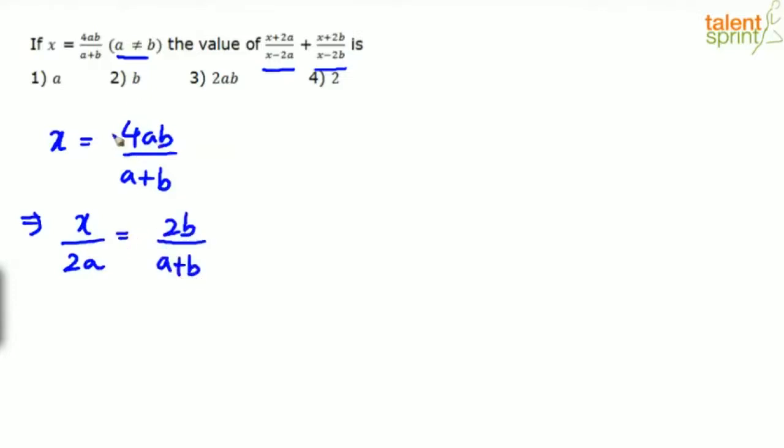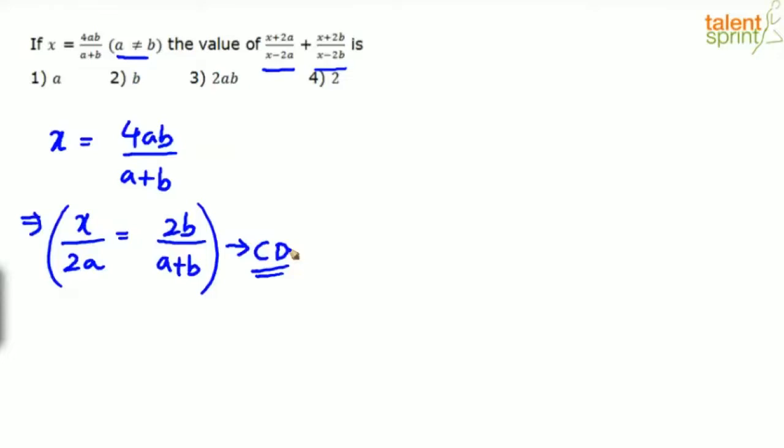Are you able to follow? This 4ab can be taken as 2a into 2b, so we take the 2a to the denominator of x, and what remains is 2b. So x by 2a equals 2b by a plus b. Now let us apply componendo dividendo. You know what it is: if a by b equals c by d, then (a plus b) by (a minus b) equals (c plus d) by (c minus d).